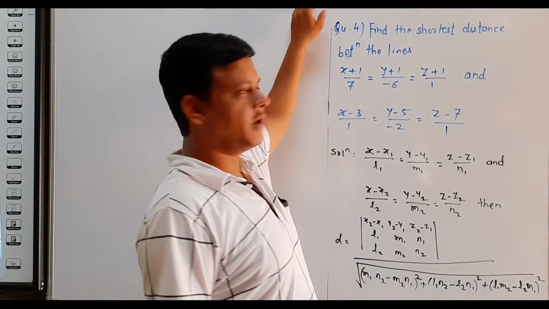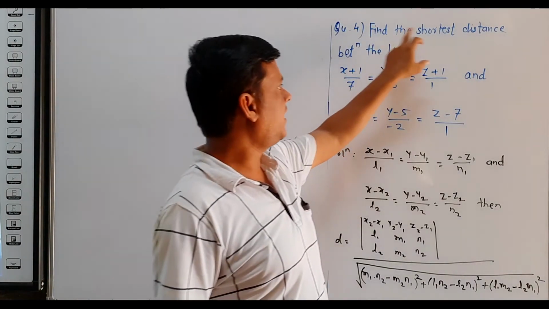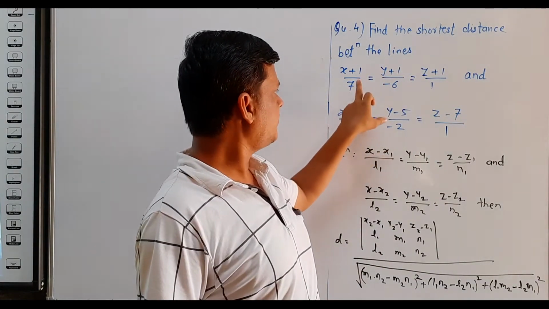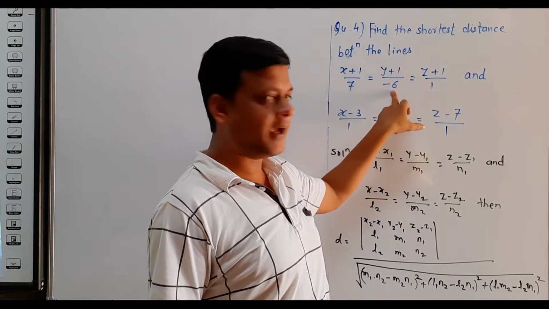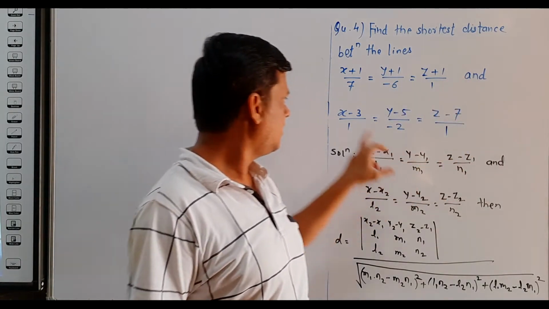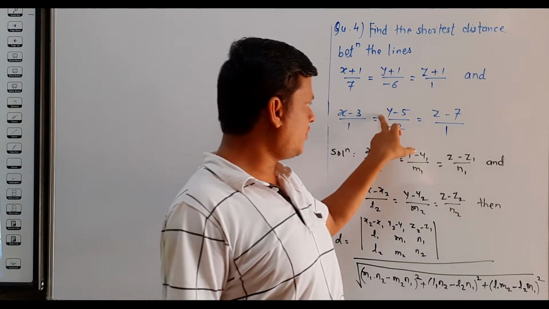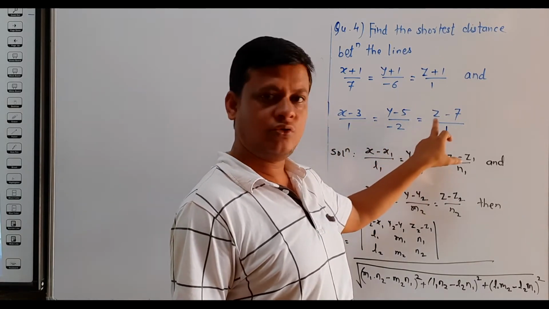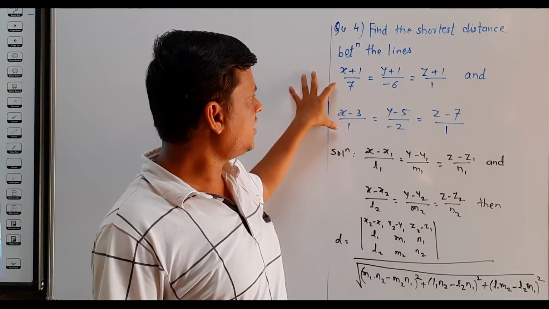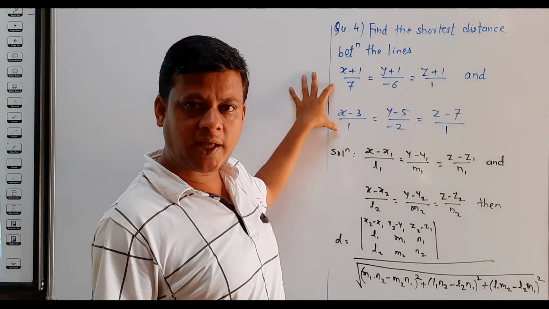Now see question number 4. Find the shortest distance between the lines (x+1)/7 = (y+1)/(-6) = (z+1)/1 and (x-3)/1 = (y-5)/(-2) = (z-7)/1. So we have to find the shortest distance between these two lines.